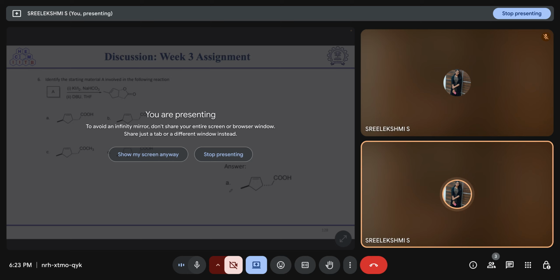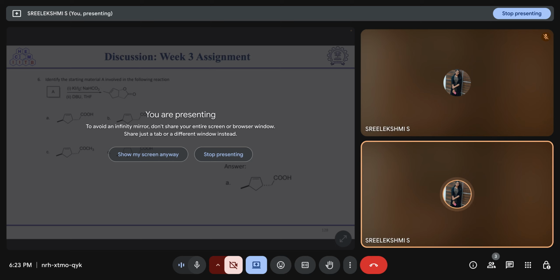So here the correct answer is option A. And what is happening? When we start, first an iodonium ion will form. That will give the corresponding iodonium ion over here, and then this carboxylic acid will attack that iodonium ion and it will open.